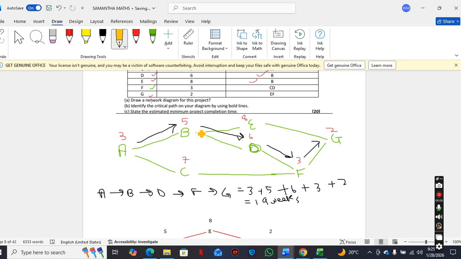Okay, we can compare that, let's say from A to B, then B to E, then E to G. That would be 3 plus 5 plus 8 plus 2. 3 plus 5, that is 8. 8 plus 8, that is 16. 16 plus 2, 18 weeks.